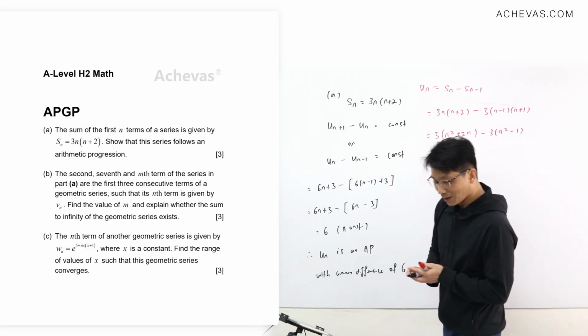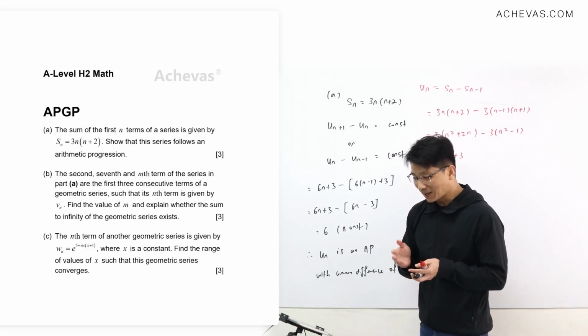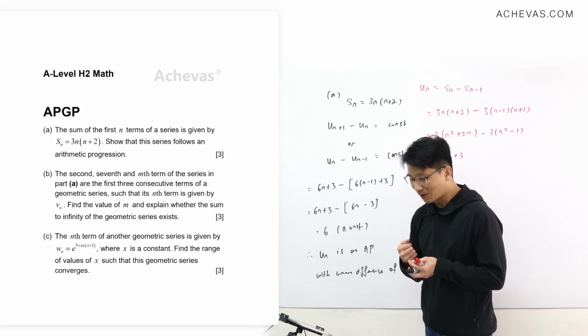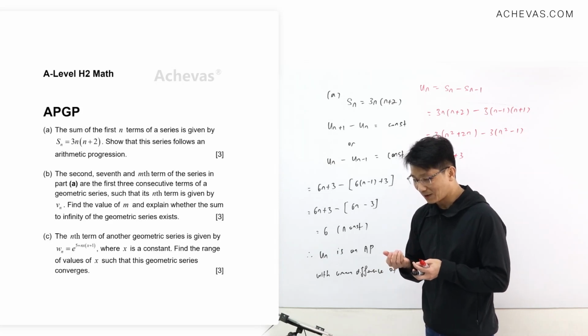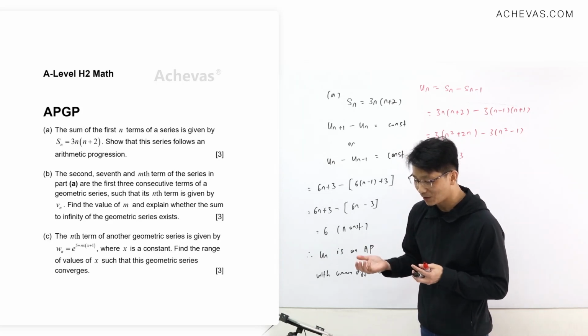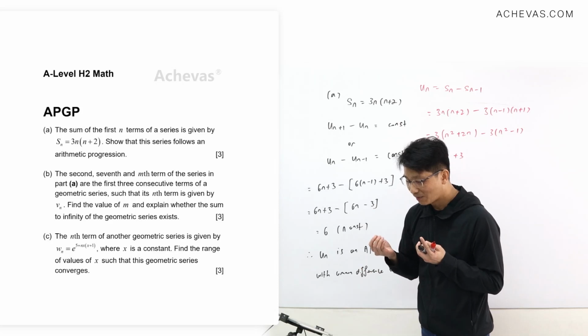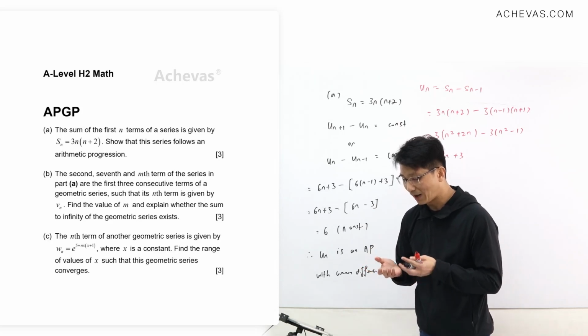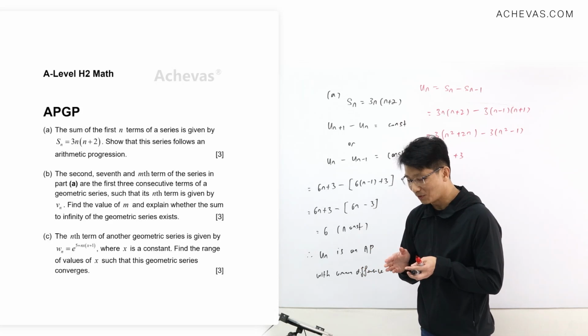Let's look at part B now. Part B says the second, seventh, and the nth term of the series in part A are the first three consecutive terms of a GP such that the nth term is given by Vn. Find the value of n and explain whether the sum to infinity of the GP exists.